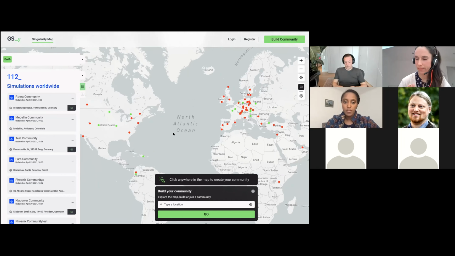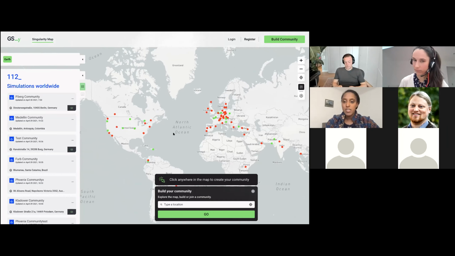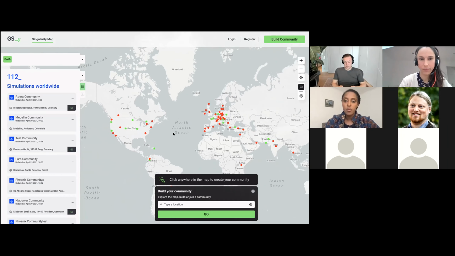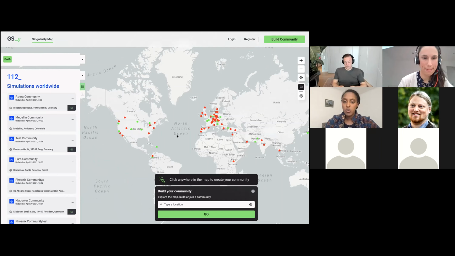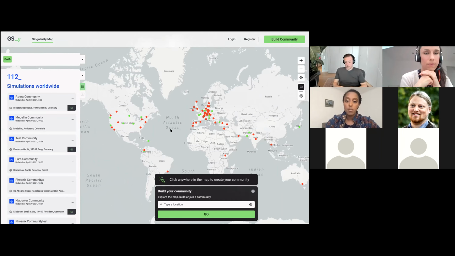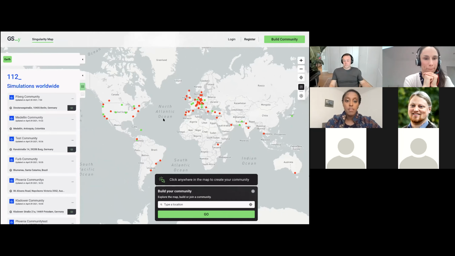We are open source and we like to have input from everyone. So as you can see in the map, this is a map view. You can see the dots. These dots represent energy communities from all over the world. Some of them are projects and some of them are simulations.